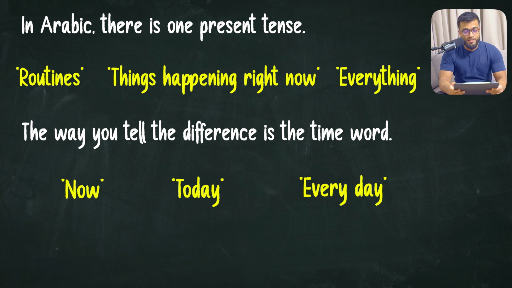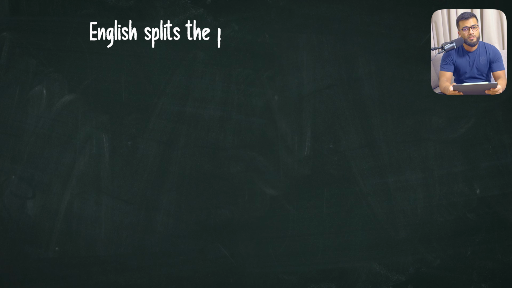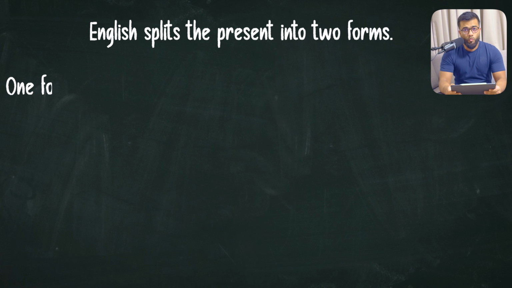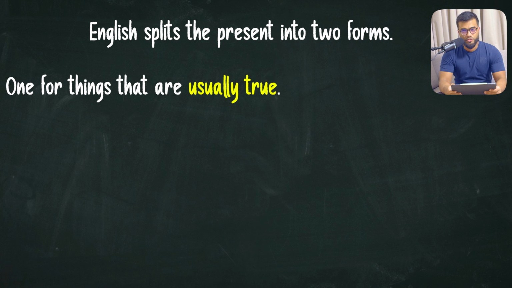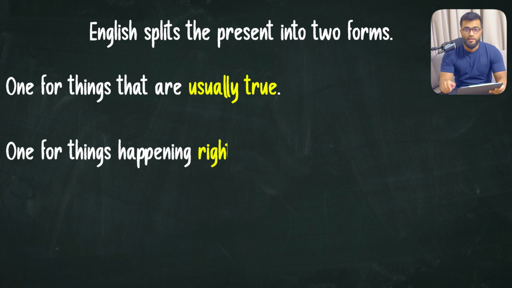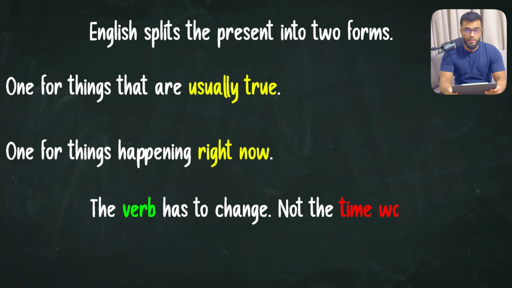In English, this does not work. English splits the present into two forms. One for things that are usually true, one for things happening right now. And the verb has to change, not the time word, the verb. So your brain, trained on one form in Arabic, walks into an English sentence and does what it always does. It picks one verb form and adds a time word. And half the time, it picks the wrong one.